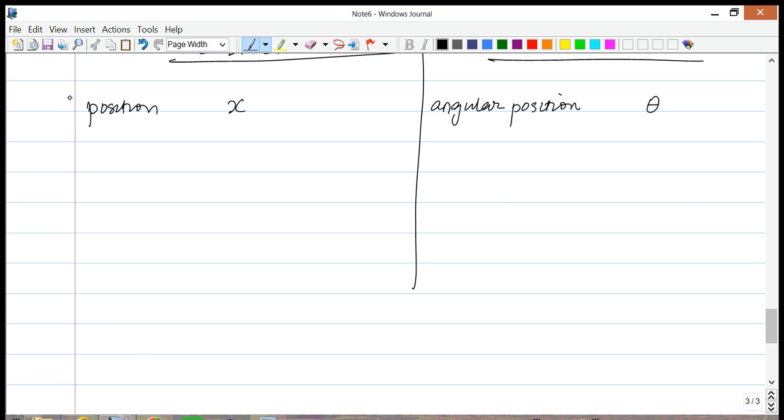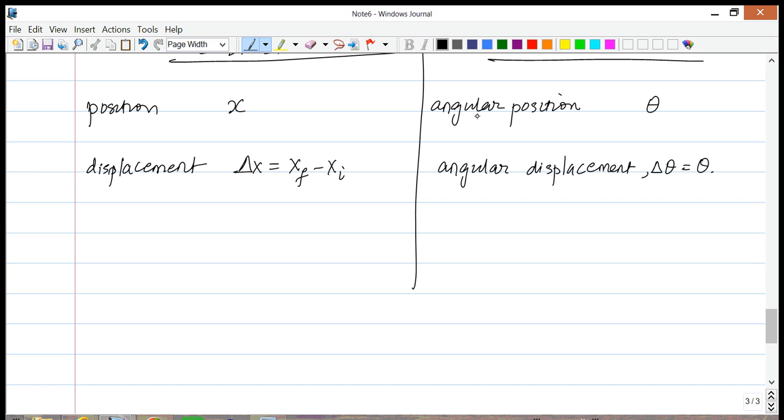Now then we define displacement. It was delta x equals xf minus xi. Here we will have an angular displacement. This will be delta theta equals theta f minus theta i.